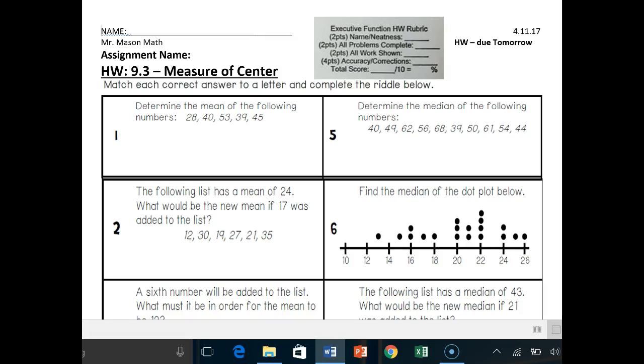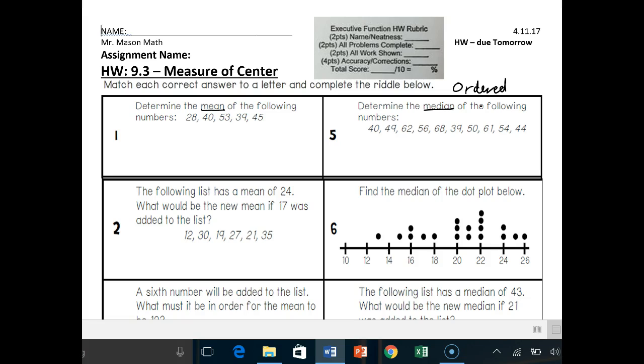I'm going to help you out with homework 9.3, measure of the center. So this first part is just a riddle. Understand exactly what they're asking you for, because on the left-hand side, it's all about the mean. So add it up, divide by how many you have. But on the right-hand side, it's all about the median. And remember, you need to make sure you have an ordered list when you're working with the median.